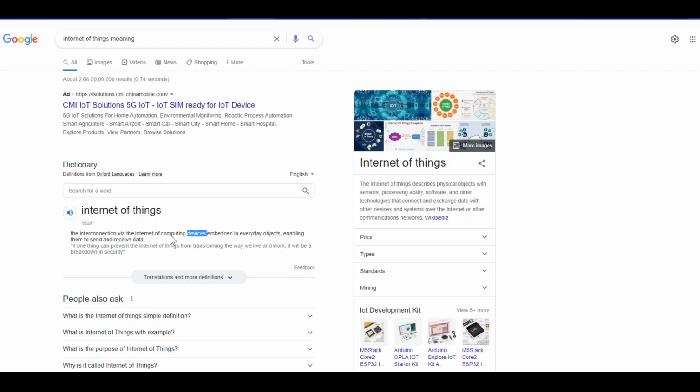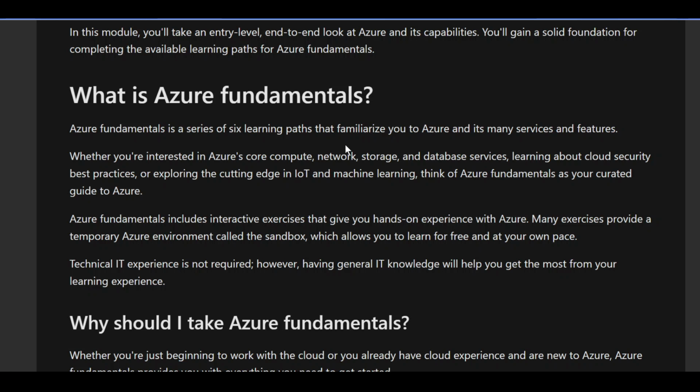So, what is Azure Fundamentals? Azure Fundamentals is 6 learning paths, 6 paths. Parang Naruto lang. That will allow you to learn Azure and its many services and features. Whether you're interested in Azure's core compute, network, storage, and database services, learning about cloud security best practices, or exploring cutting edge IoT and machine learning. Think of Azure Fundamentals as your creative guide to Azure. Azure Fundamentals includes interactive exercises that give you hands-on experience with Azure. Many exercises use the Azure sandbox, which allows you to learn features. Oh, nice sandbox, nice. Technical IT experience not required.